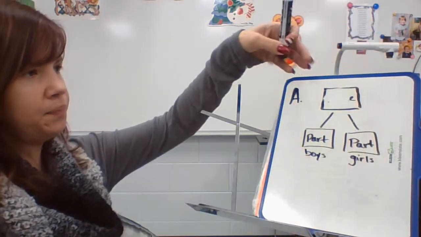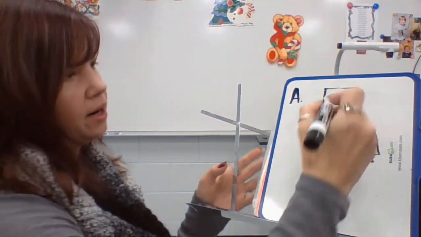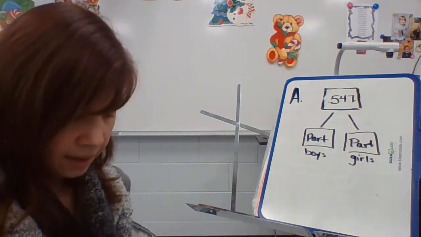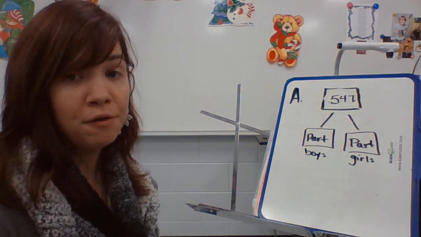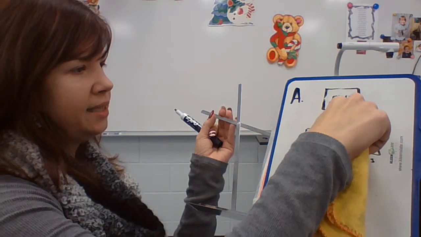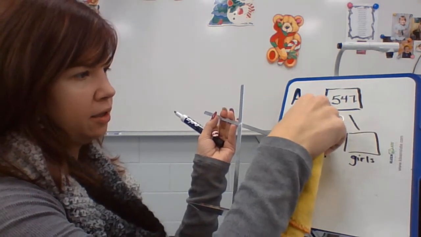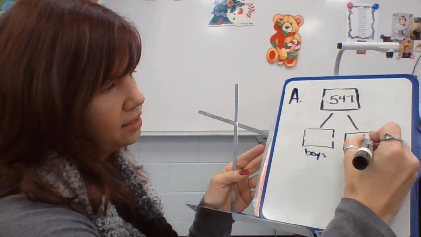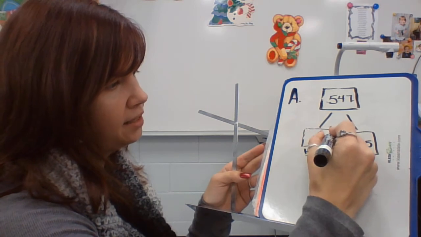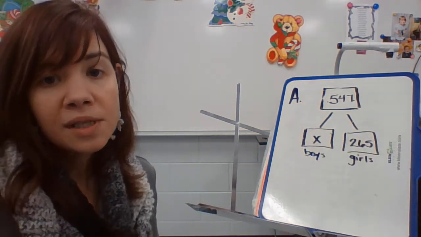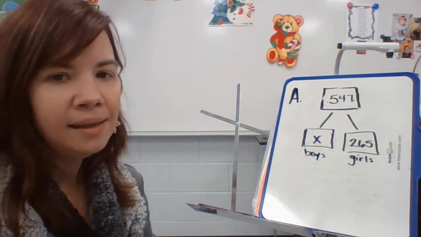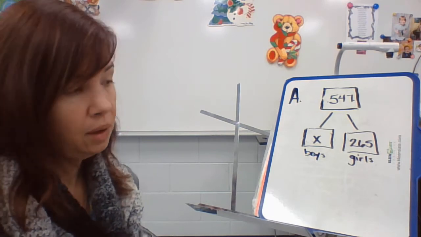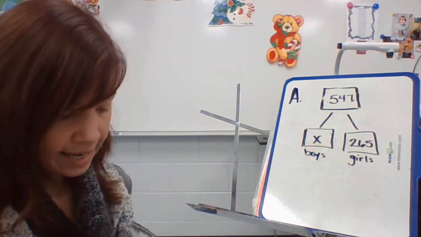So up here, we're going to write 547. And then it tells us that 265 of those students are girls. So I can erase this part. I know this part, but I don't know this one. 265. And I'm going to put an X in there. That's known as a variable or something we don't know. It's an unknown. So when you see letters, they're going to be standing for something we don't know. We're searching for that. This is what we're going to find, is X.